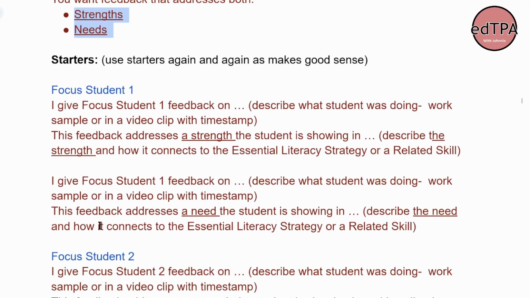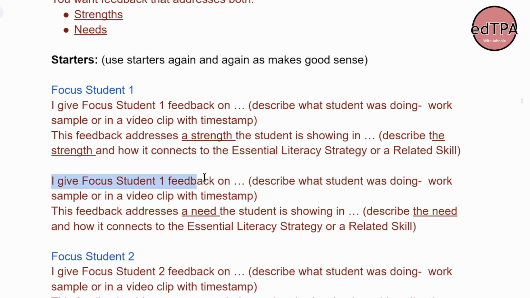So here's the starter for focus student 1. I give focus student 1 feedback on, describe what the student was doing, work sample, or in a video clip with timestamp. This feedback addresses a strength the student is showing in, and then describe the strength and how it connects to the essential literacy strategy related skill. So that's all about a strength.